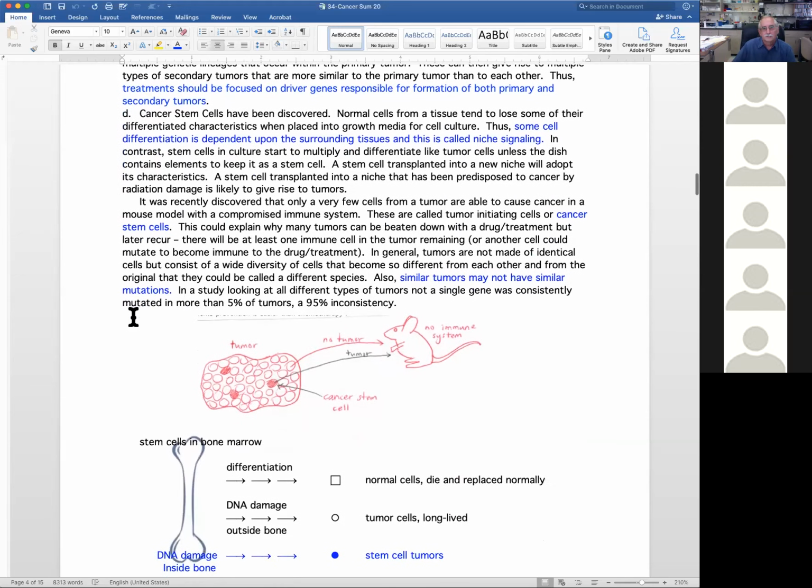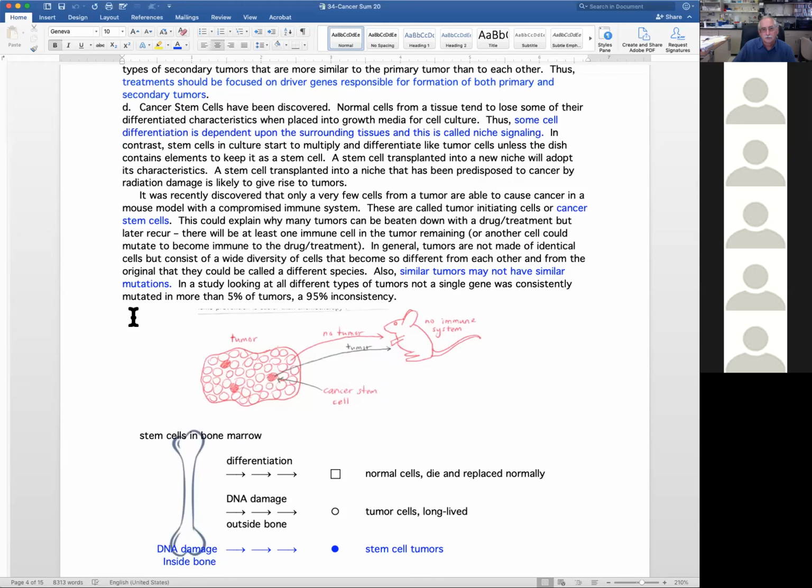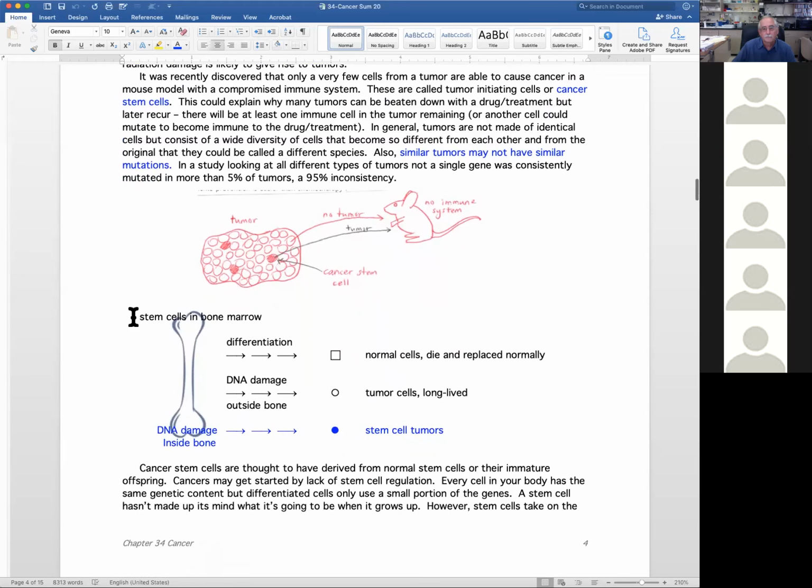And then they found cancer stem cells. So here's what they did. Here's the experiment. They created a knockout mouse with no immune system. And then they took a tumor and they took it apart into different kinds of cells. What they found when they took most of the cells and implanted into the mouse without the immune system, it never formed a tumor. However, certain cells, which were called cancer stem cells, would cause a tumor.